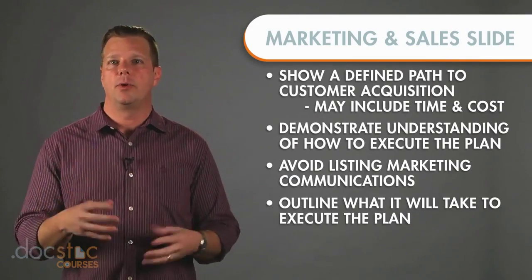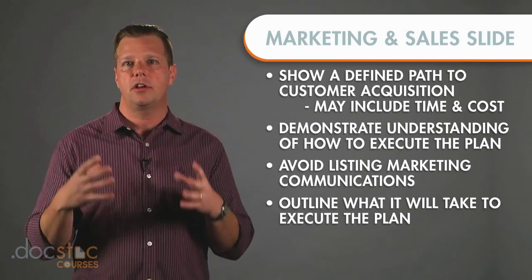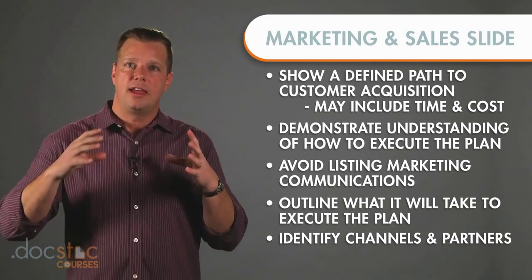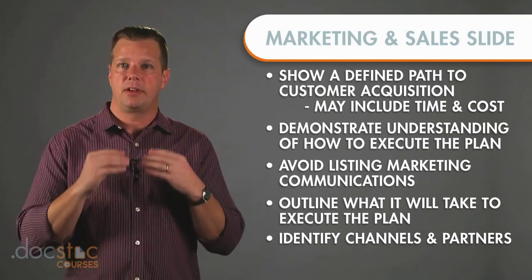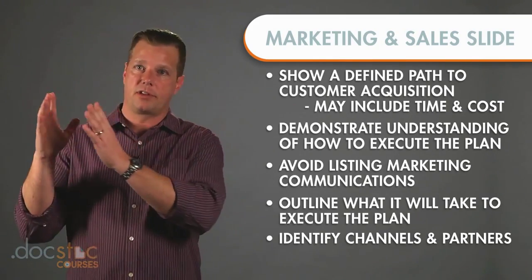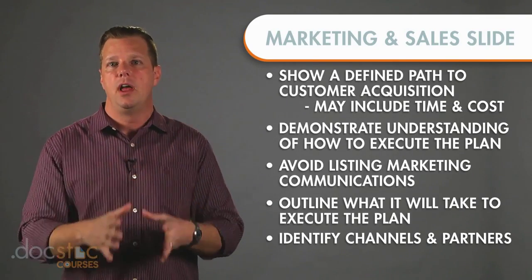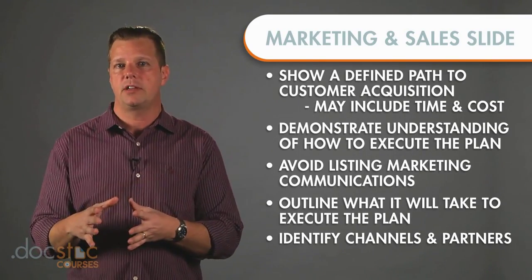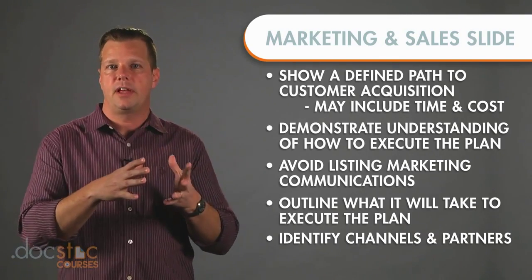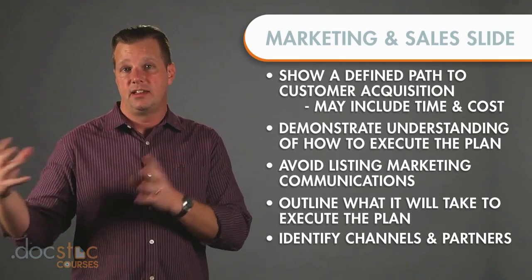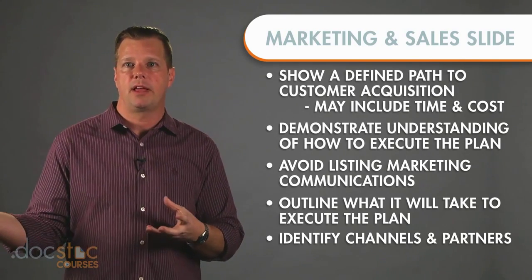You're going to want to outline what it takes to execute the plan. You're also going to want to identify channels and partners. These are really important, because if you have to sell through channels, which may be a distributor, maybe you have to sell through a grocery store, retail environments, but if you have to sell through someone, those partners are going to be crucial to your success. So you're going to want to be able to convince the investors that you have good partners and good channels to really execute this marketing and sales plan.